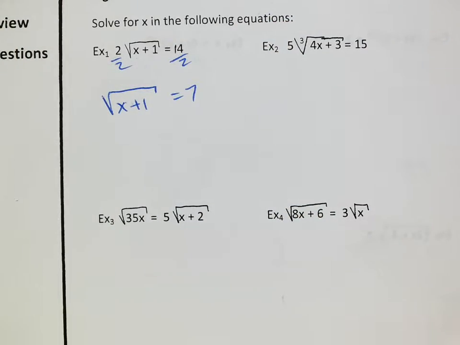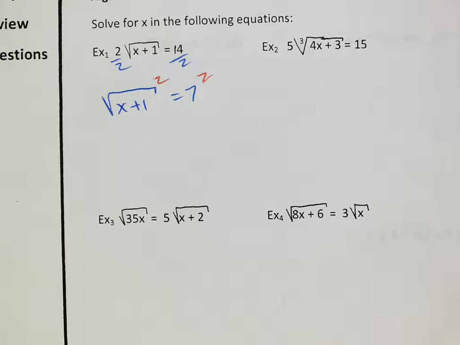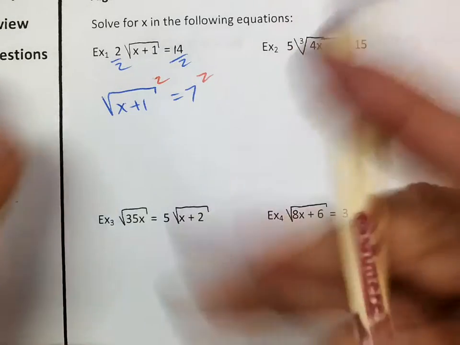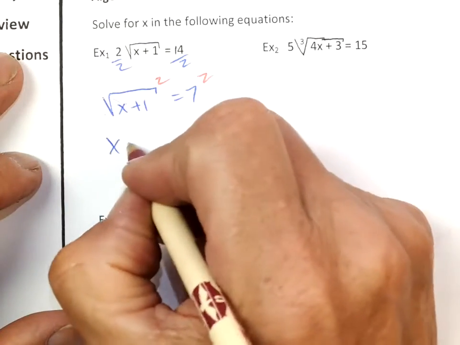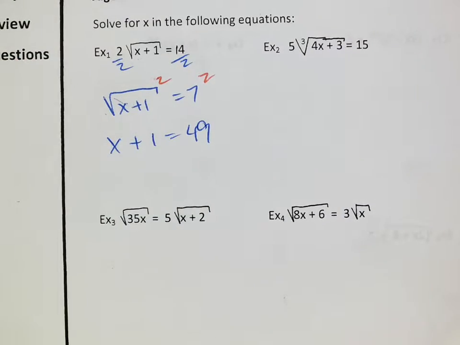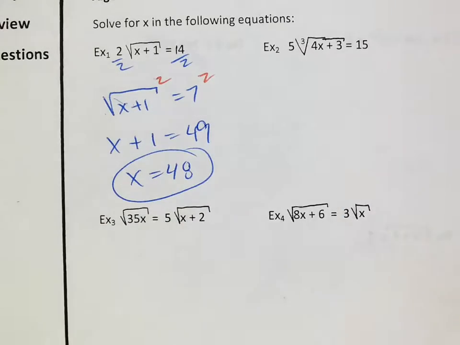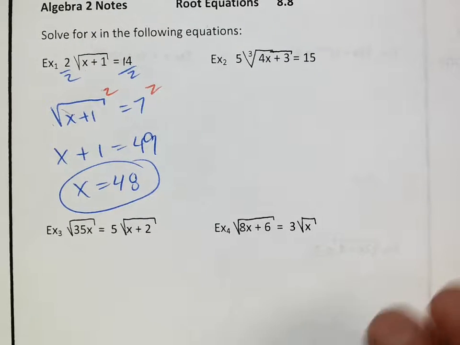So then, what's the opposite of a square root? It's to square it. Exactly. Aaron said the opposite of a square root is to square it. So if we square both sides, the square and the square root kind of cancel each other out because they're opposites, right? So this makes that disappear, and you're left with x plus 1 equals 49. Minus 1, x equals 48. Easy, right? Everybody agree? Thumbs up? No problem. That's pretty easy, okay?